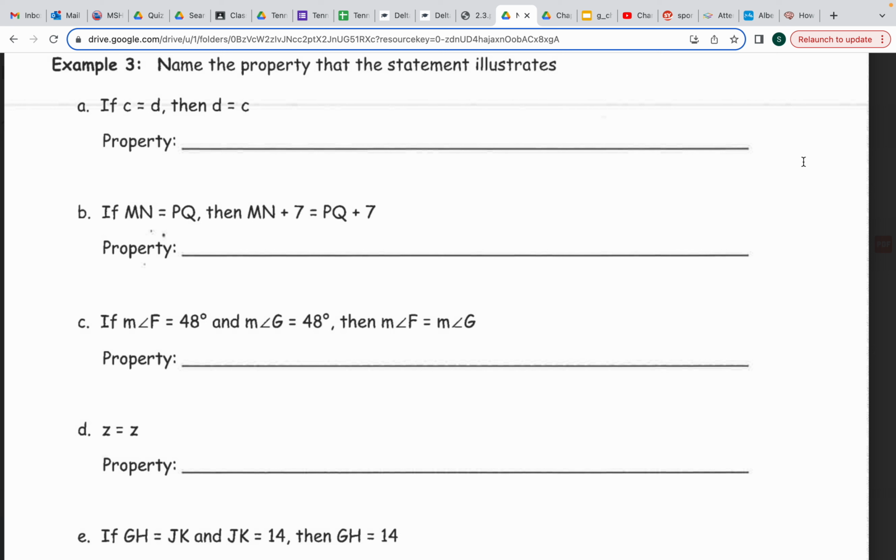All right, what about D? It says Z equals Z. Which one's this an example of? Yeah, Julian? That would be an example of reflexive property. Perfect. Do you kind of see how they're being put in place? So those are some examples that we have.